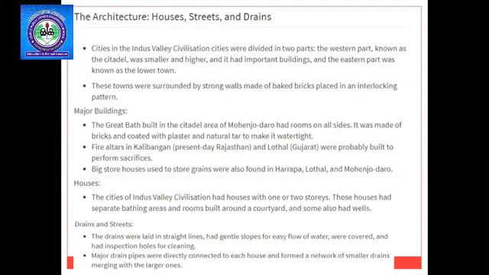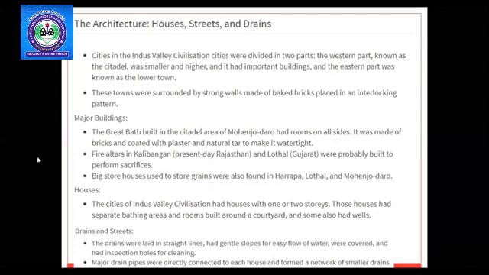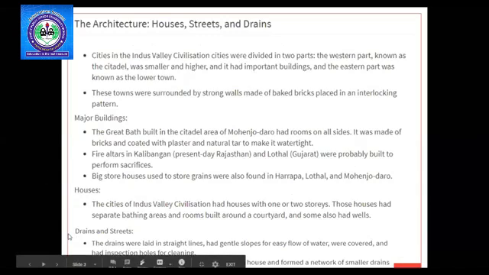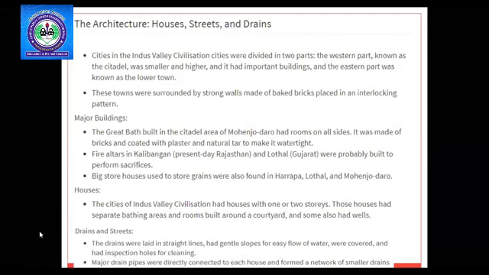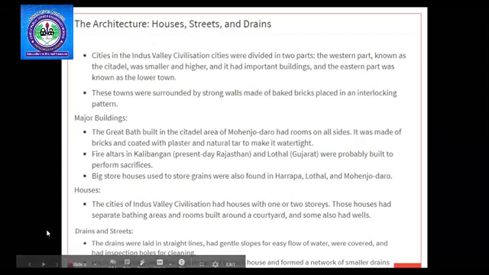The architecture, houses, streets and drains. In the Indus Valley civilization, cities were divided into two parts, western part and eastern part. The western part, known as the citadel, and in Hindi as Durg, was smaller and higher and it had important buildings. The eastern part was lower but larger and is known as the lower town.